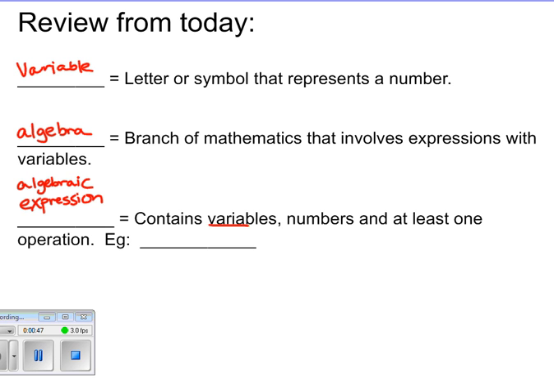It contains variables, numbers, and at least one operation. So you can do 6 plus x. That is an example of an algebraic expression because it contains a number, which is 6, a variable, which is x, and at least one operation, which is addition.